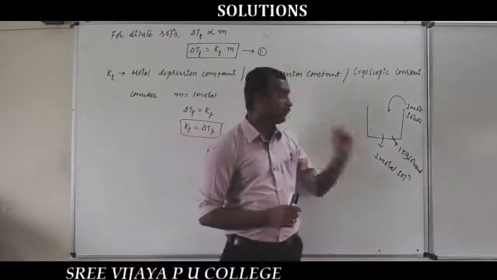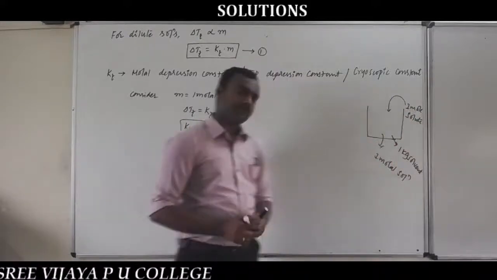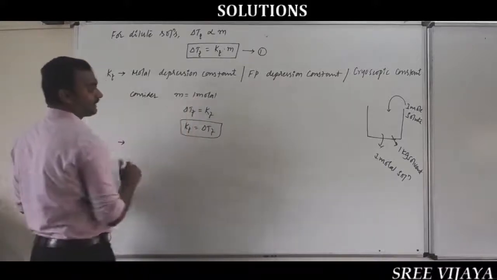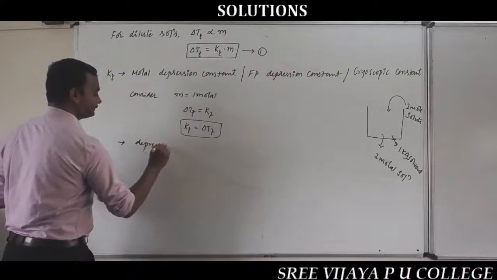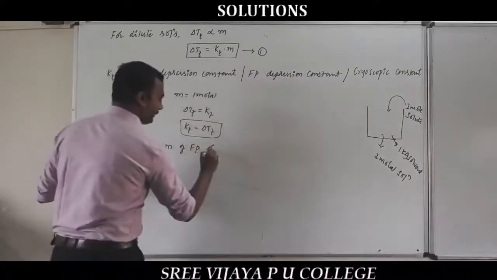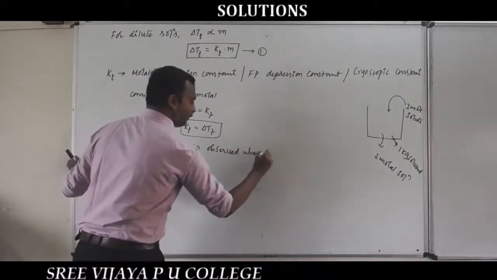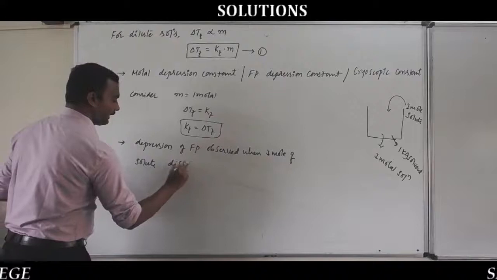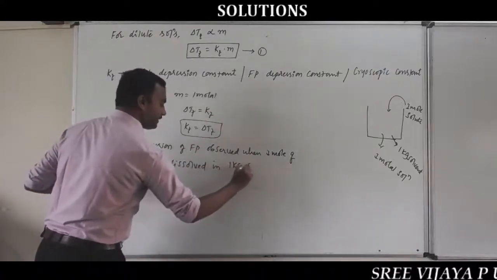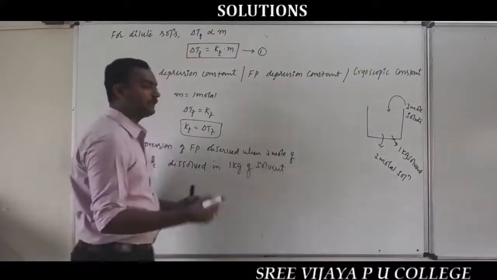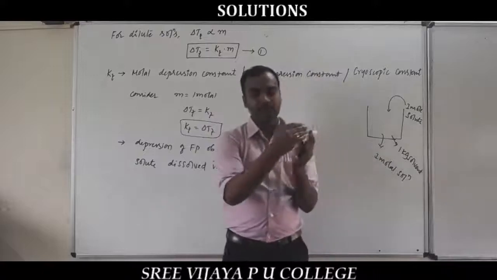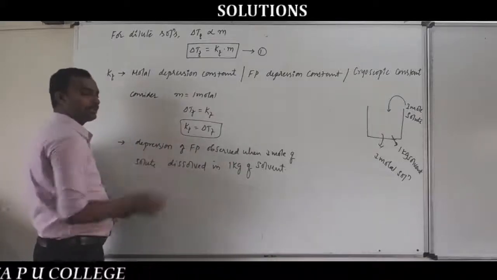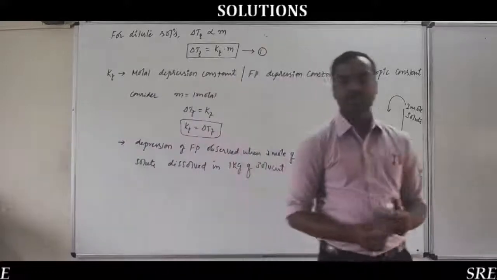When 1 mole of solute is dissolved in 1 kg of solvent, the observed depression is called KF, that is the freezing point depression constant or cryoscopic constant. That is, the freezing point depression constant is the depression of freezing point observed when 1 mole of non-volatile solute is dissolved in 1 kg of solvent. When 1 mole of solute is dissolved in 1 kg of solvent, the freezing point decreases, and how much it decreases is itself the cryoscopic constant, or molar depression constant.